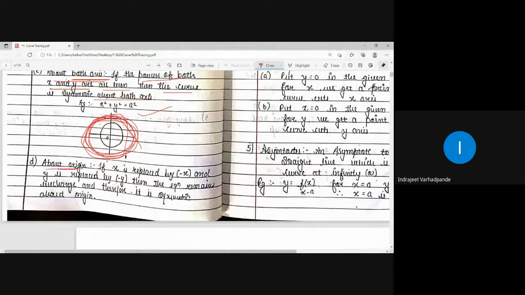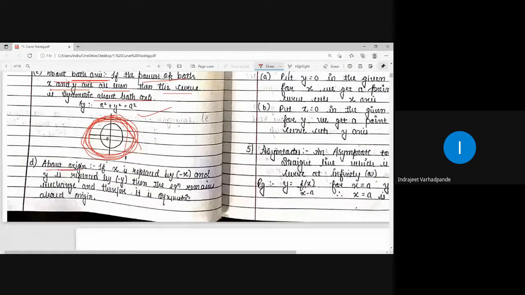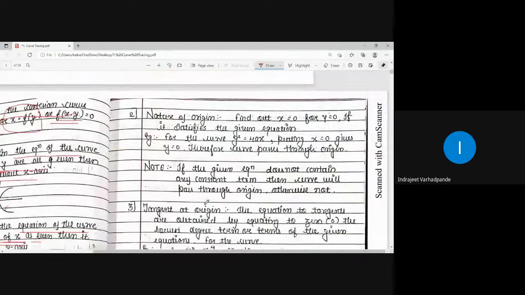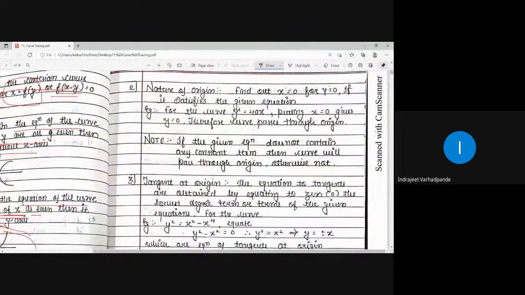About origin, how to check whether the curve is symmetrical about origin? Replace x by minus x, replace y by minus y. If still the equation of the curve remains unchanged, I can say that the curve is symmetric about origin. If x is replaced by minus x, y is replaced by minus y, equation remains unchanged, and therefore we conclude that curve is symmetric about origin.